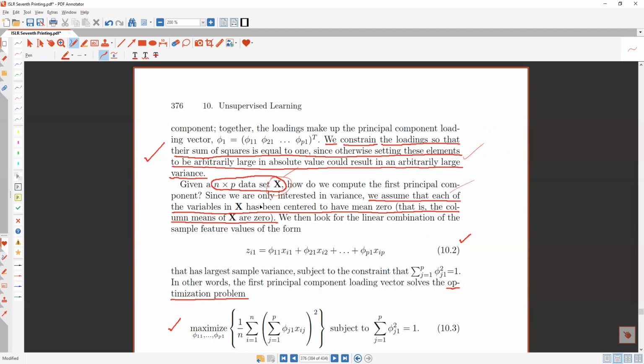We assume that each of the variables has been centered to have mean 0. That's the column means of X are 0. Now, the centering is usually done by software automatically. You can actually do PCA without centering. It's nice to have centering features in the data, as we're going to see. But depending on the program you're using, this is usually going to be done by default for you. So you don't have to worry about that.